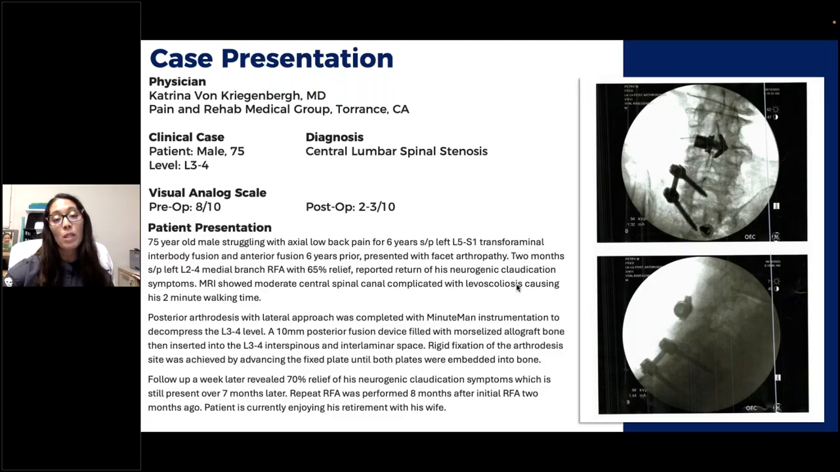And at that point, he was already getting 70% relief. He had no limit on his walking time. It was more physical exhaustion than leg tiredness. And so that was done in August of 2023. And since then, his facet arthropathy pain recurred. And so we did a repeat radiofrequency just this past January.